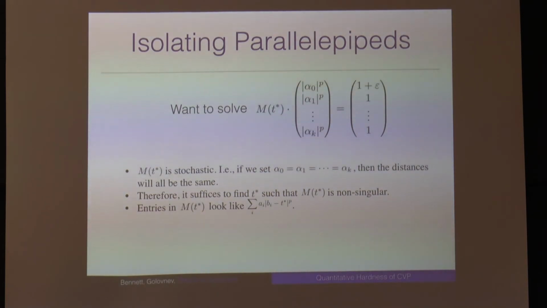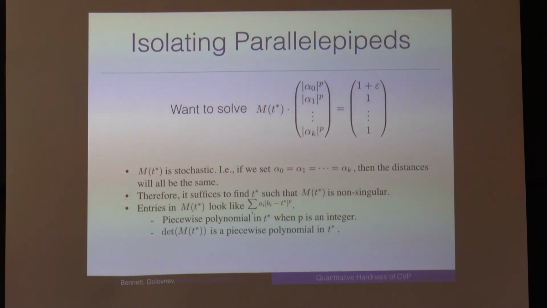And the matrices M of t star look like some hideous sort of pseudo-polynomials. So they're ugly summations that look something like this. But notice that for odd p, if I look in a fixed interval where all of these hideous absolute values take on some fixed value, they're either positive or negative, or they either add a plus sign or a minus sign, then I get a polynomial. So this is a piecewise polynomial expression in t star when p is an integer. And therefore the determinant is a piecewise polynomial in t star. Again, when p is an integer.